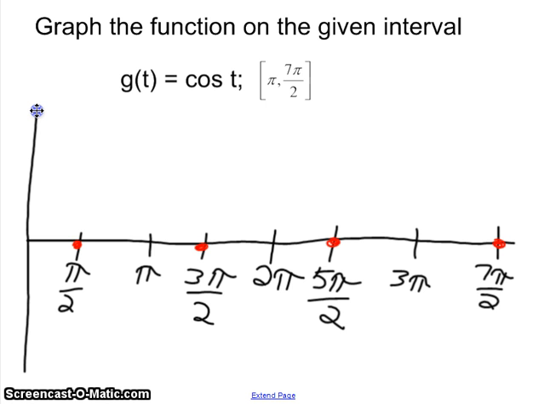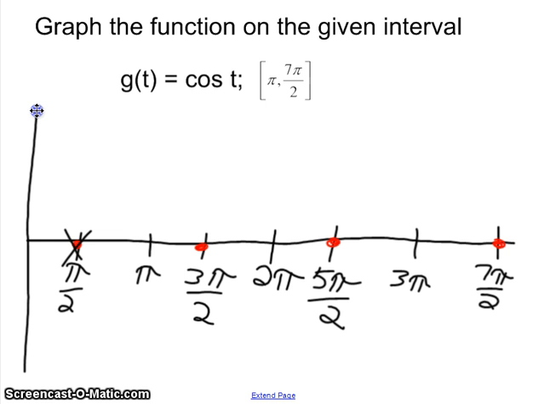Where is my first maximum? Oh, hold on. I'm only graphing this between pi and 7 pi over 2. So let's get rid of this one, because otherwise the teacher, when she grades this, is going to think that you don't know that that's not an interval.